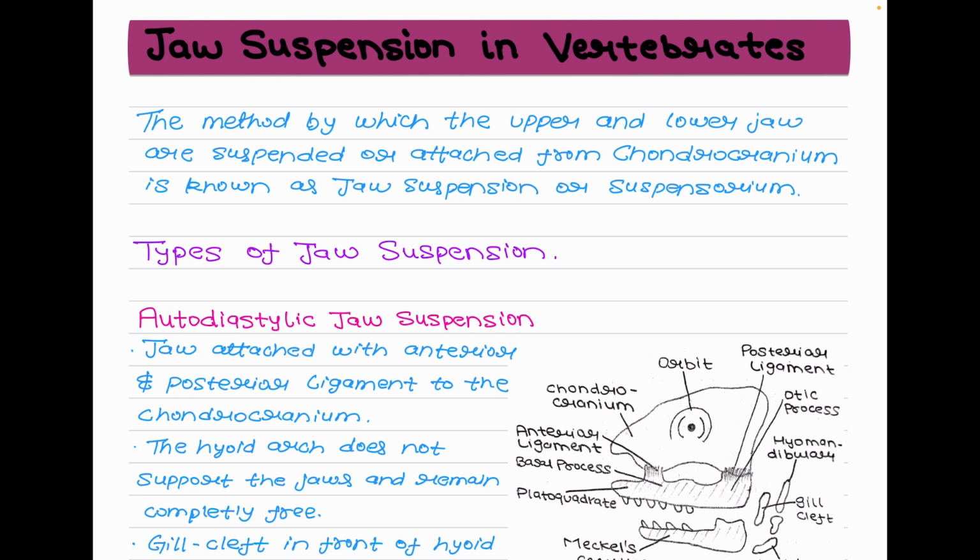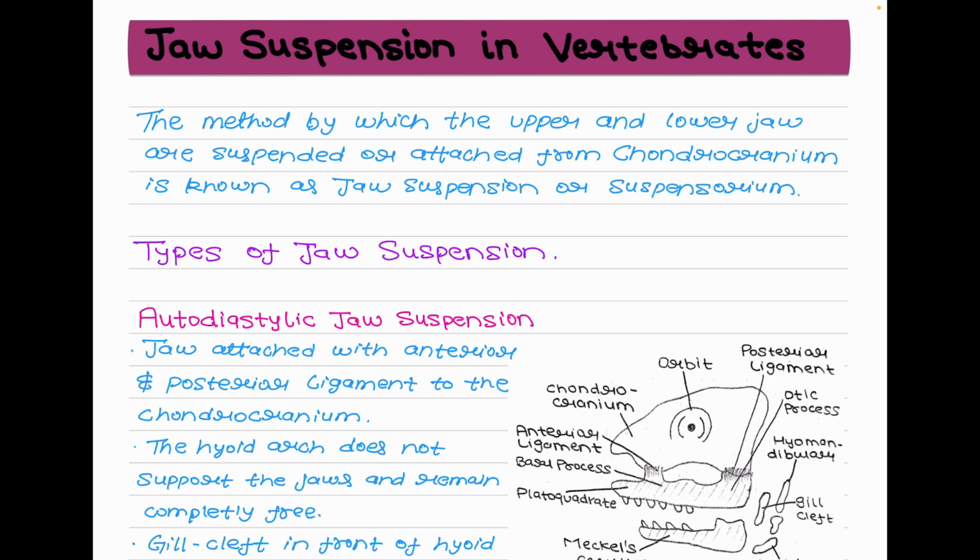into inner ear bones. Studying jaw suspension helps us trace the evolutionary lineage from early jawed fishes to modern tetrapods and mammals. In this video, we will explore the types of jaw suspension in vertebrates, classified based on how the upper and lower jaws are connected to the chondrocranium. It is the cartilaginous part of the skull in the early development.